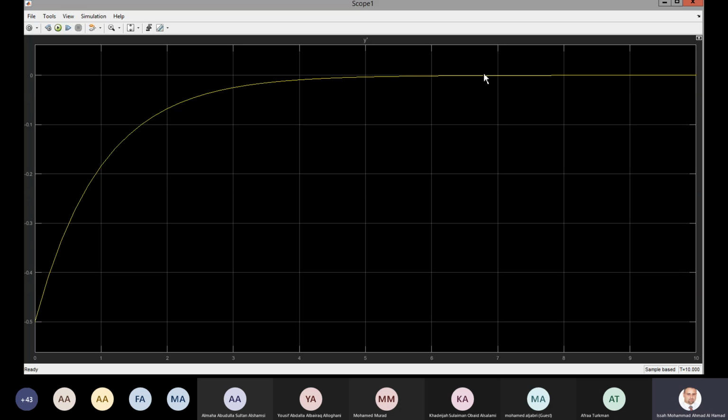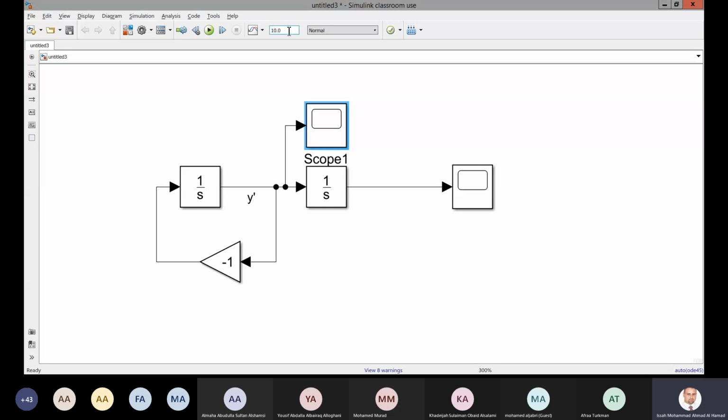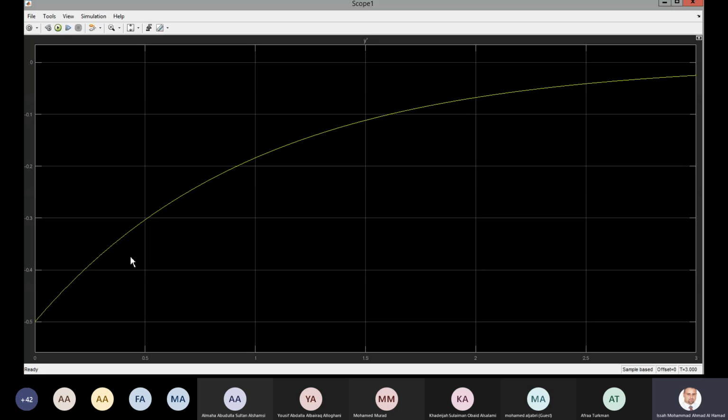Maybe I am not concerned about this. This is done automatically by default from 0 to 10. However, I'm not concerned about this period, I'm only concerned about from 0 to 3. So can I do it? Yes, you go back here and you press here. You can change the T values for your scope, so you can make it up to 3. Then you press on run. So now the first scope will give you from 0 to 3.